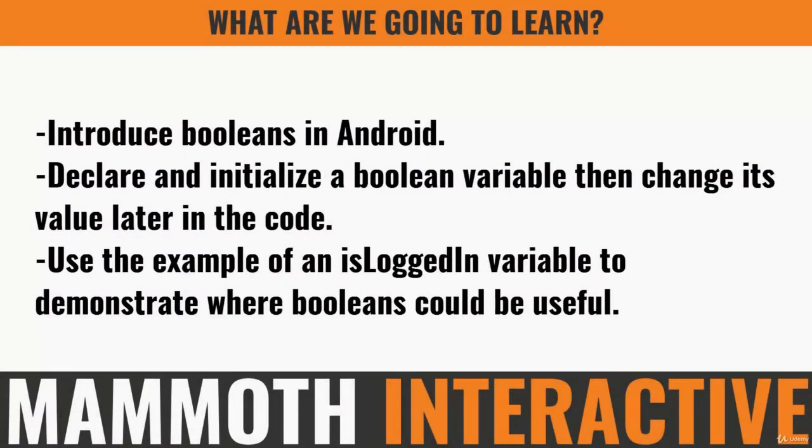In this part of the tutorial, we're going to reintroduce Booleans, but in Android this time instead of iOS. We're going to do that by declaring and initializing a Boolean variable, and then we'll change its value later on in the code. We're going to use an example of the isLoggedIn variable again to demonstrate where Booleans could be useful and are used in code.